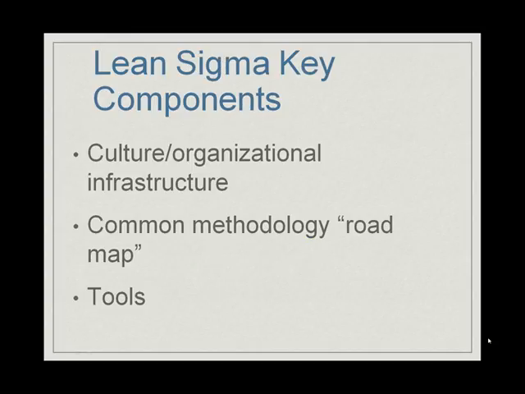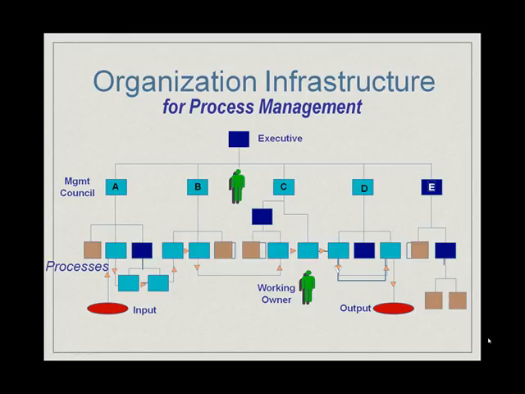If we think about the components of Lean Sigma, there are really 3 key components: the cultural, organizational, infrastructure aspect, the common methodology or roadmap aspect of the methodology, and the tools. So let's first take a look at the culture and organizational infrastructure aspect of Six Sigma. From an organizational infrastructure perspective, it's very important to think about how you'll manage the implementation of any improvement methodology, but that's especially the case with Six Sigma.